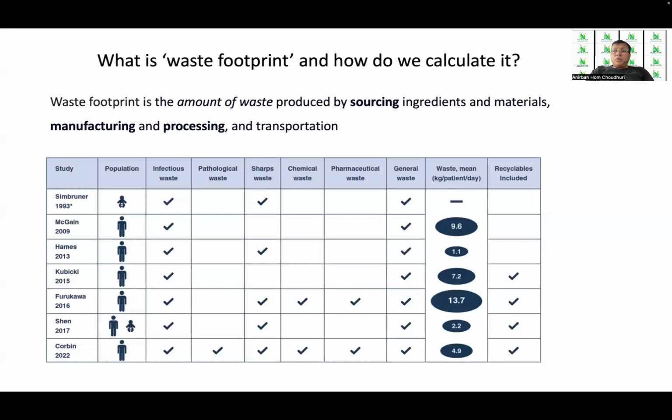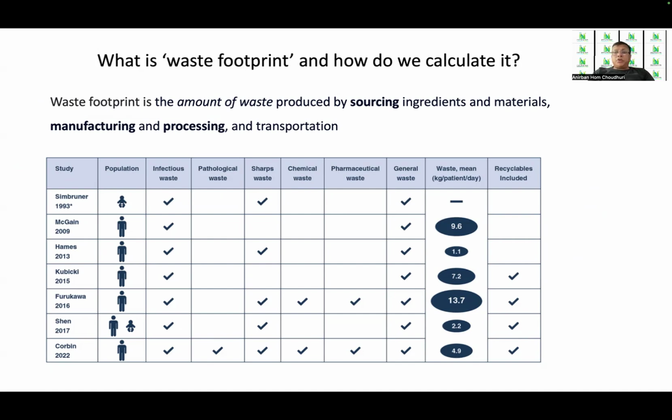Most emissions originate from the purchase of consumable goods, building energy consumption, purchase of capital equipment, and food services. If we now look into the waste footprint, the third kind of footprint that is relevant to the ICU, and try to figure out how to calculate it: waste footprint is the amount of waste produced by sourcing ingredients and materials, manufacturing and processing, and transportation. A lot of studies have tried to measure the amount of waste generated by different areas of the hospital, and mostly these amount to infectious waste, pathological waste, sharps, needles, chemical waste, pharmaceutical waste, general waste, etc.